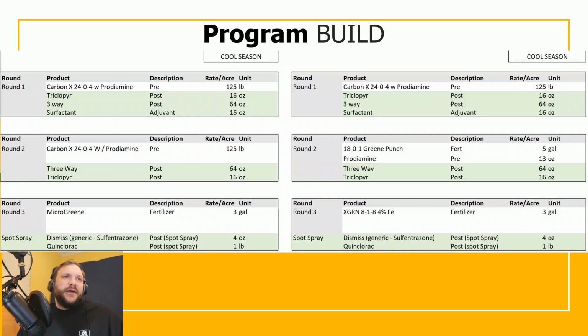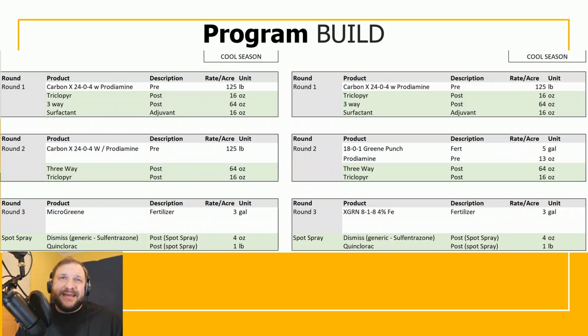Okay, now we look at the other cool season. We'll say round 1, you could even flip this. So you could say round 1, you could go out with the Carbon X 2404 with prodiamine, or you could run a product like InCharge right there. You could run InCharge and RGS and triclopyr and prodiamine in 3-way. You move into round 2.